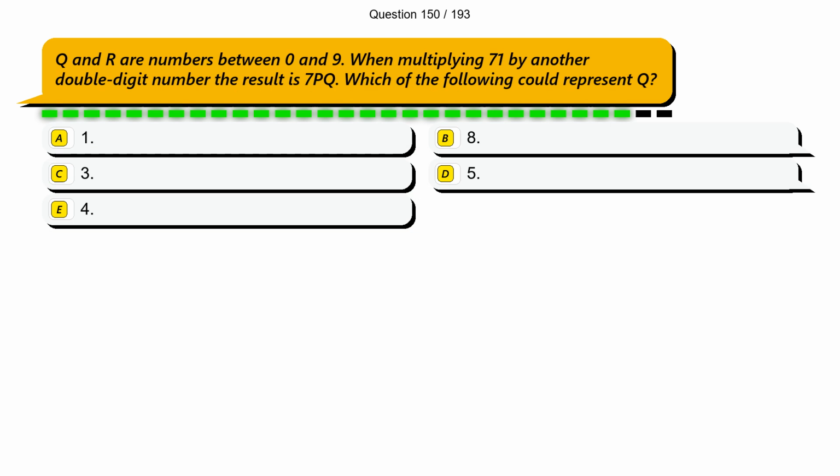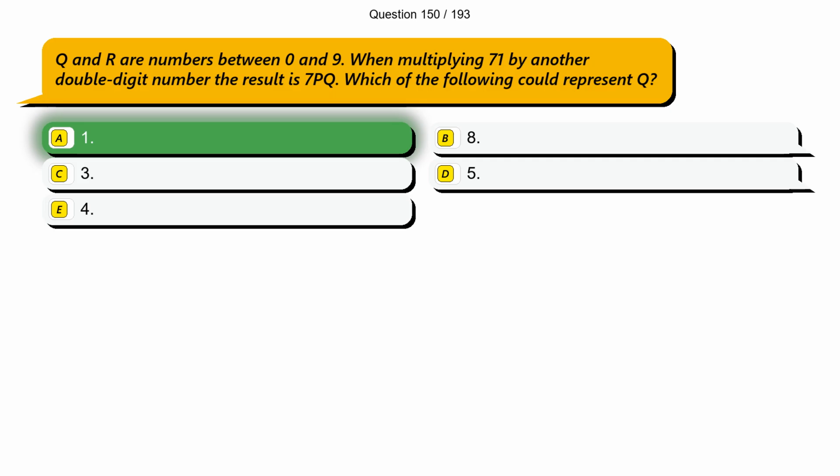Question 150. Q and R are numbers between 0 and 9. When multiplying 71 by another double-digit number the result is 7PQ. Which of the following could represent Q? Option A 1, option B 8, option C 3, option D 5, option E 4.